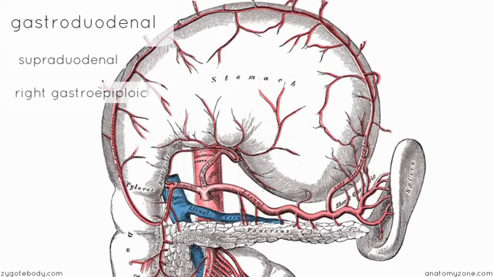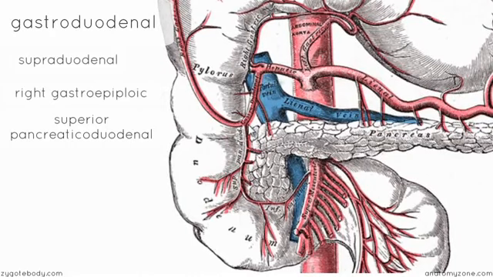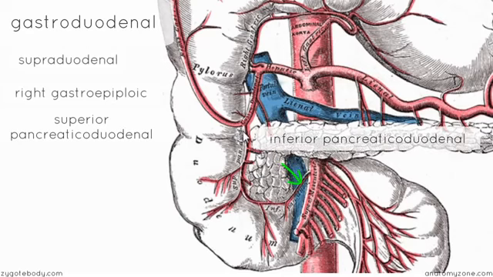So after that, the next branch of the gastroduodenal artery is the superior pancreatico-duodenal artery. So it's quite a mouthful, but it is very descriptive of what the artery does and where it's located. So it's superior because there's also an inferior one, and it's called pancreatico-duodenal because it supplies the head of the pancreas and also the duodenum. So there is an inferior pancreatico-duodenal artery which comes off the superior mesenteric artery.